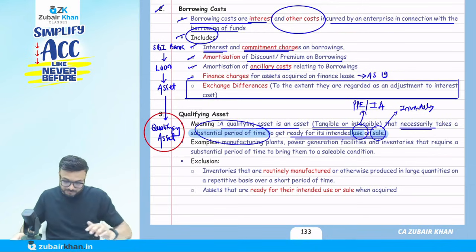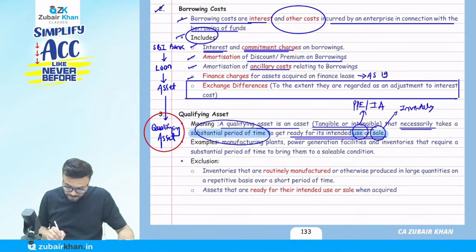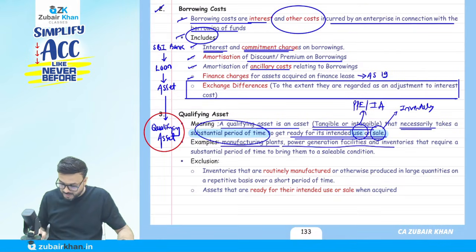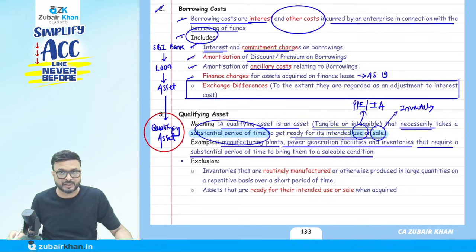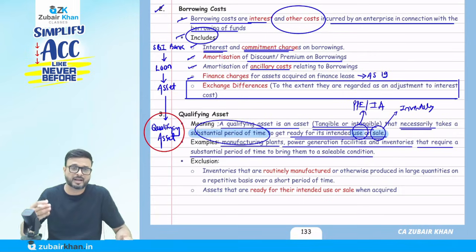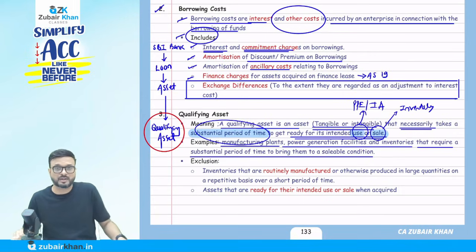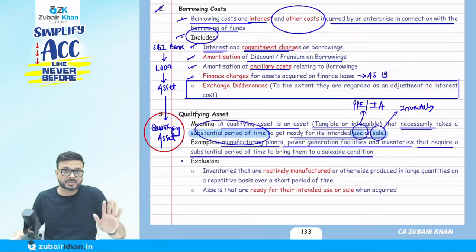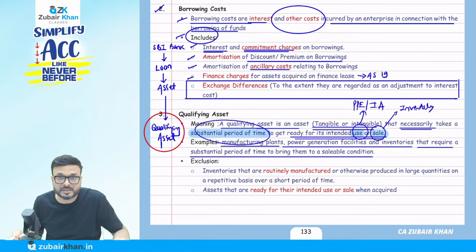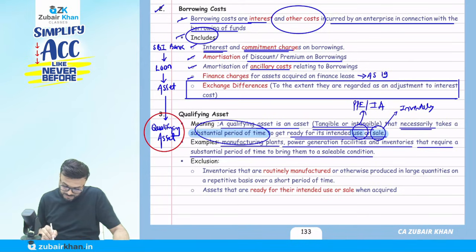Now, for example, they say a manufacturing plant, a power generation facility, and inventories that require a substantial period of time to bring them to a saleable condition. For example, a power generation plant is going to take time. That is going to take a substantial period of time, and basically they say this means one year, when you talk about a substantial period of time to get ready for its intended use.